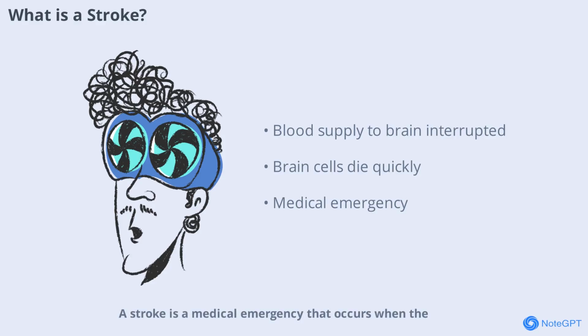Stroke is a medical emergency that occurs when the blood supply to part of the brain is interrupted or reduced, preventing brain tissue from getting oxygen and nutrients. Within minutes, brain cells begin to die. The classic definition of stroke is a rapidly developing clinical sign of focal or global disturbance of cerebral function, lasting more than 24 hours or leading to death, with no apparent cause other than a vascular origin. Understanding what a stroke is sets the foundation for recognizing its seriousness and the urgency required in its management.